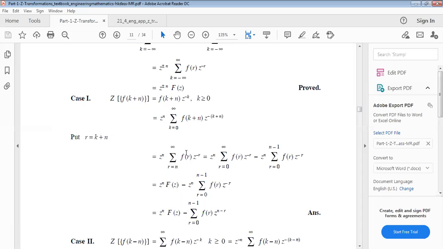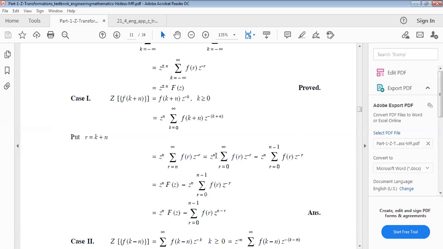But we can write this as the sum from 0 to infinity minus the sum from r equals 0 to n minus 1, making this summation into two parts. If we take 0 to infinity and subtract 0 to n minus 1, we get n to infinity. So n to infinity can be written as 0 to infinity minus 0 to n minus 1. This is why the summation is divided into two parts: one is 0 to infinity, another is 0 to n minus 1. That means the values of r are divided into two parts.